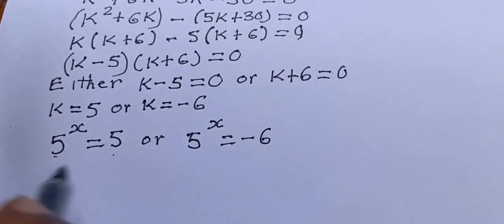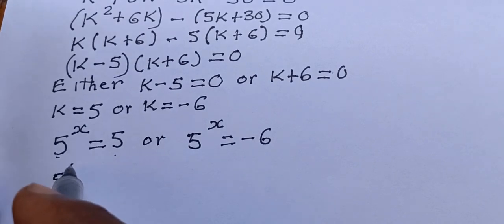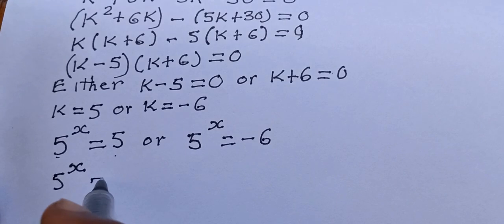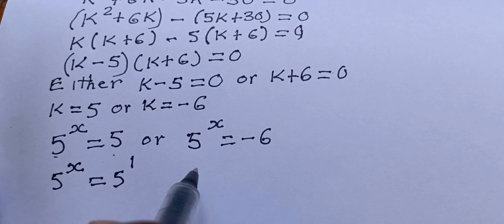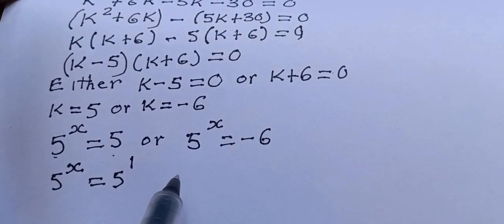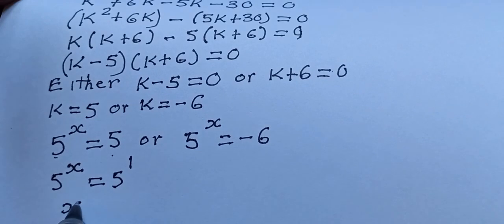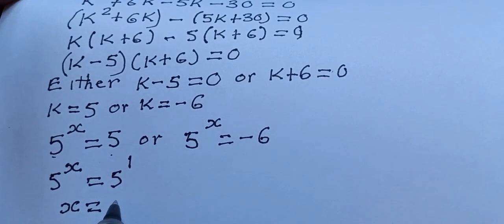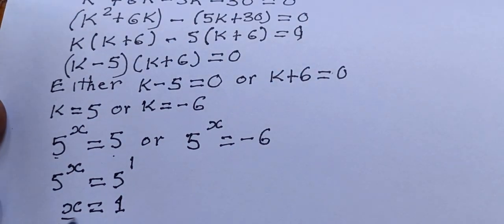So this can be written as 5 power x equals 5 power 1. So in our case here, since the base is the same, compare the exponents. Equating the exponents, we get x equals 1. This is the value of x.